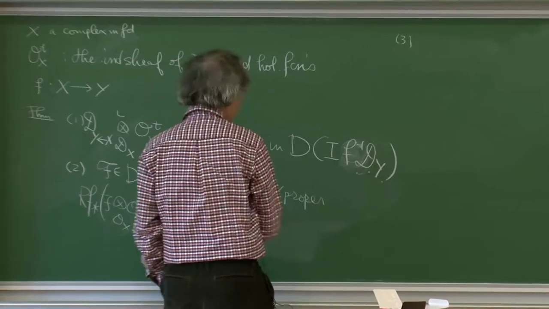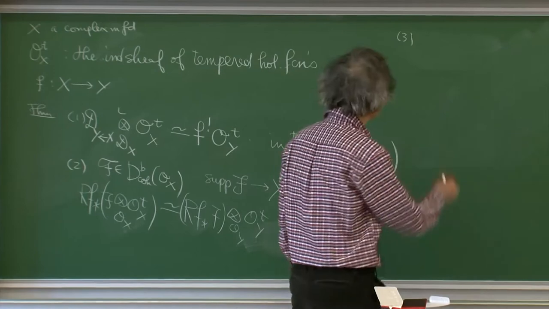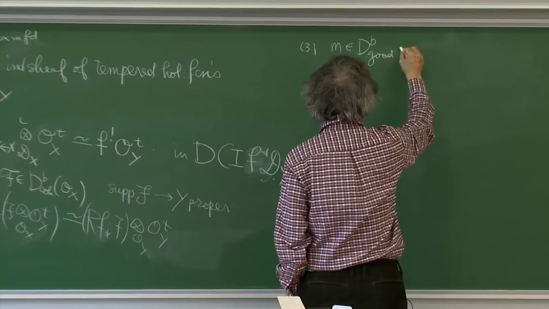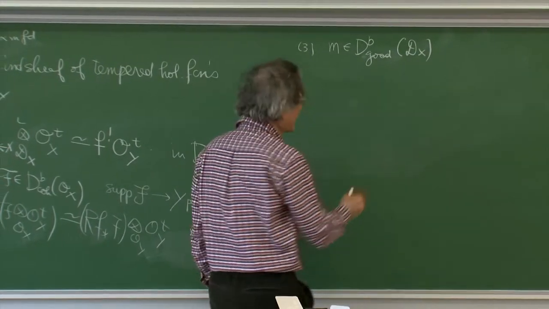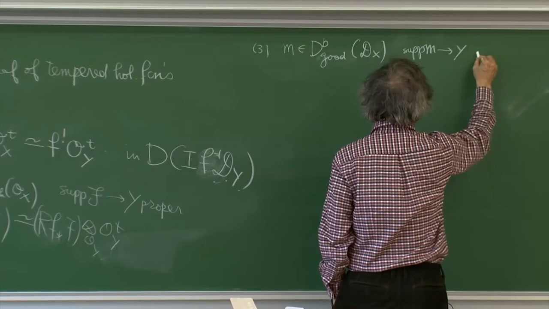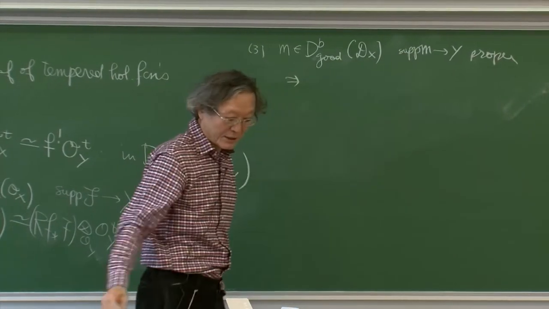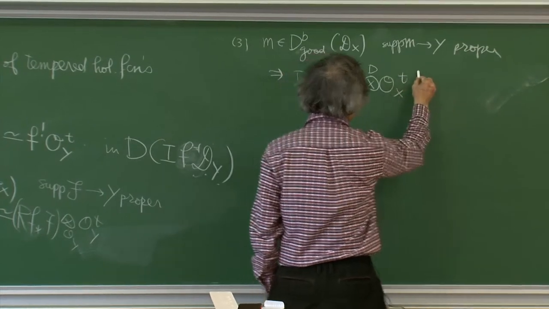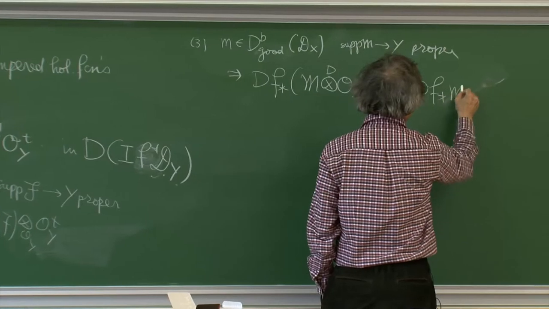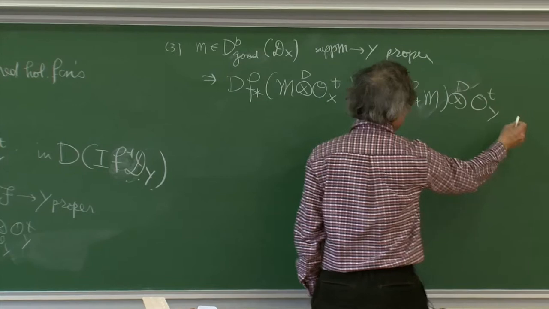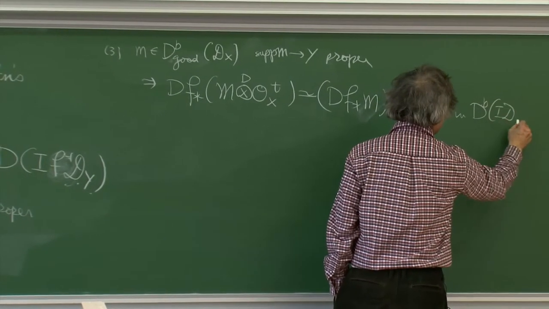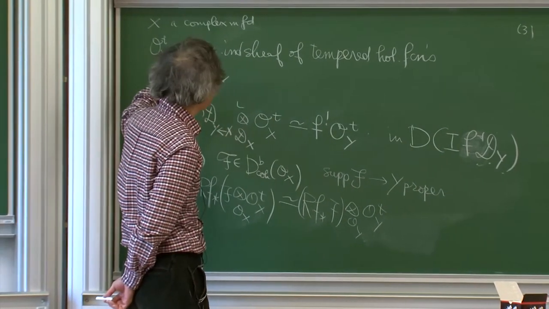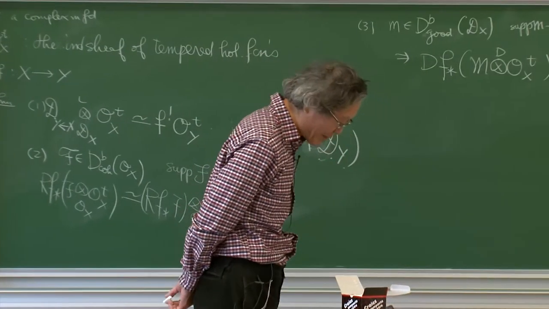And so as a consequence, that holds in the derived sense, in the D-module case. Take M good, or coherent, in the derived category of D_X modules, and we assume that the support of M is proper over Y. Then, in the D-module sense, the direct image of M tensor O_X^t is isomorphic to the direct image of M tensor O_Y^t, in the ind-sheaves on Y. So both are true. So those are the very functorial properties of the ind-sheaf of temperate holomorphic functions.